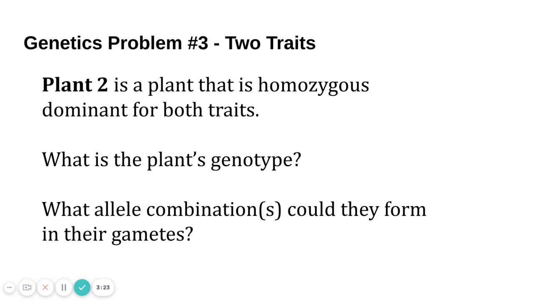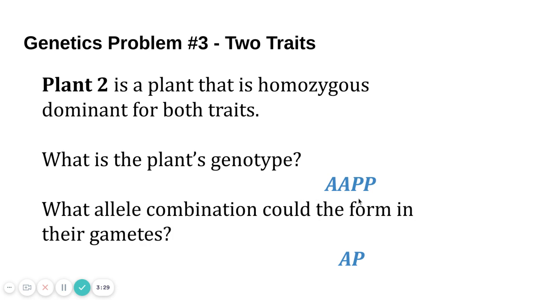Plant 2 is homozygous dominant for both traits. Their genotype will be homozygous dominant for both the A's and the P's. So we're looking at all big letters for A's and P's to represent dominant alleles at each locus. What allele combination could they form in their gametes, is what that should say. They have to give a dominant allele for both traits, so they only have one gamete combination they can pass on, a dominant allele for each trait.